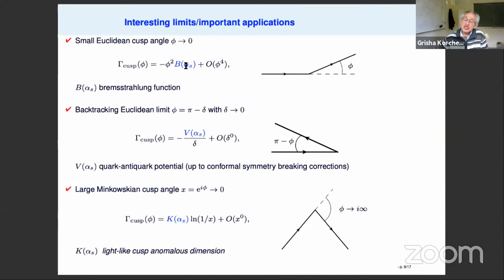The corresponding coefficient actually is known from quantum electrodynamics to be the so-called Bremsstrahlung function. In quantum electrodynamics it is one-loop exact, but in QCD, as in any other non-abelian gauge theory, it is quite a complicated function of the coupling constant.